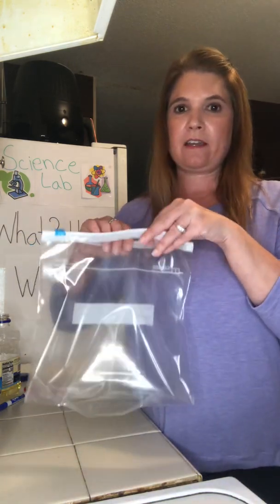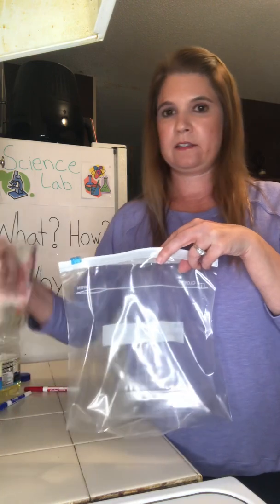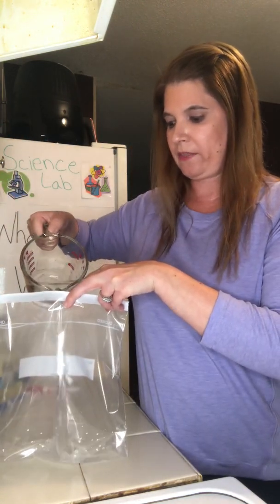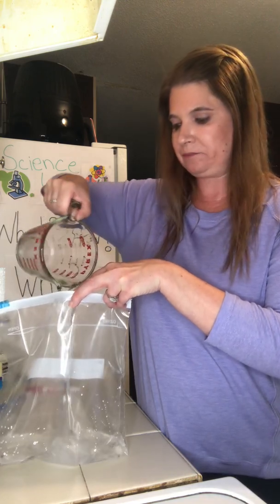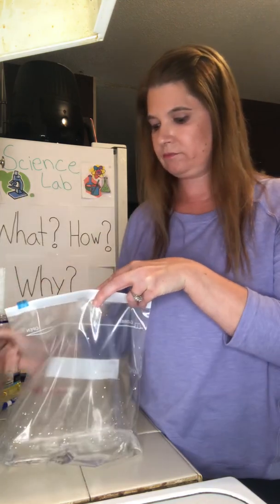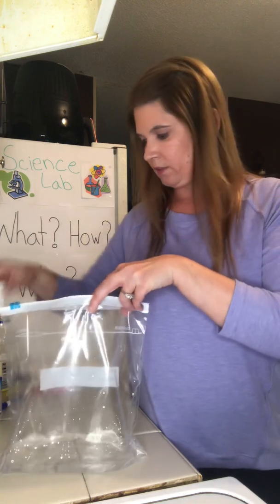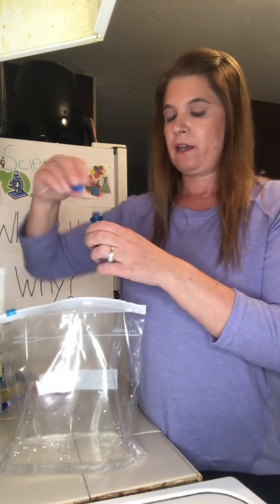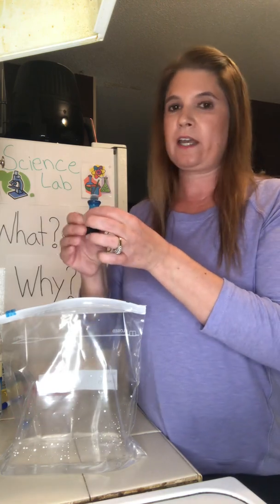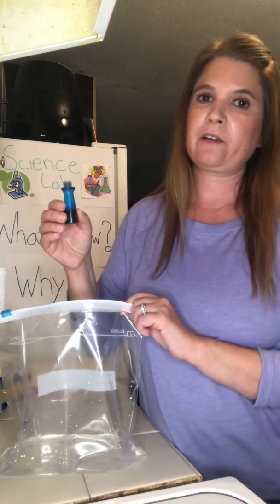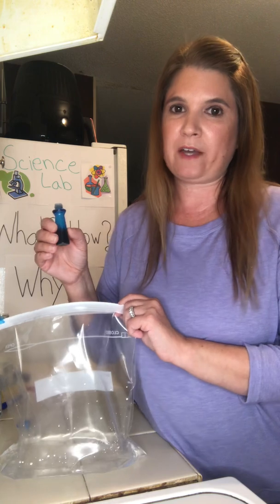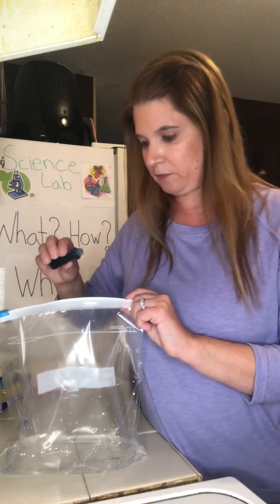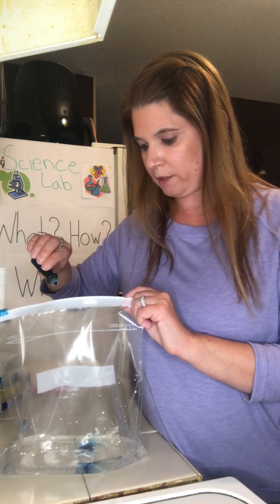The first thing I'm going to add is my water. So we're going to pour that right into the bag. Then I'm going to take some food coloring. If you don't have food coloring, that's okay. The only reason why I'm using food coloring is because it makes it a little bit more fun and a little bit easier to see. But you don't have to use food coloring. So we're going to make our water blue.